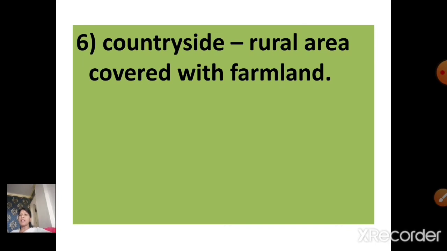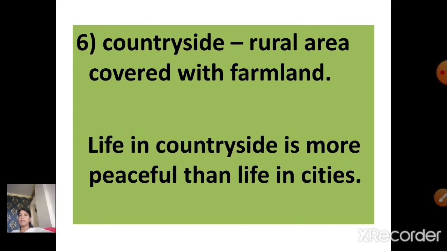The next one, countryside. C-O-U-N-T-R-Y-S-I-D-E, countryside. Countryside means rural area covered with farmland. The sentence: life in countryside is more peaceful than life in cities.